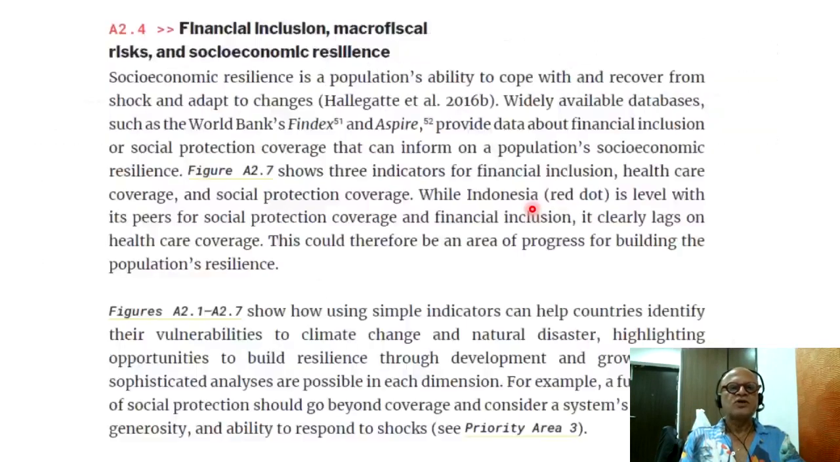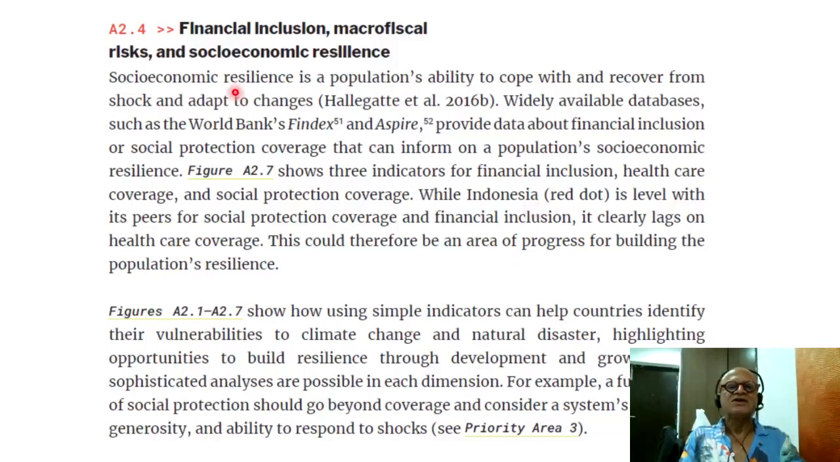Okay, so we looked at that. So now look at A2.4, financial inclusion and macro fiscal risks and socioeconomic resilience. I could have gone back and rearranged the slides to do it more smoothly, but now you have a little bit of excitement going back and forth, right?